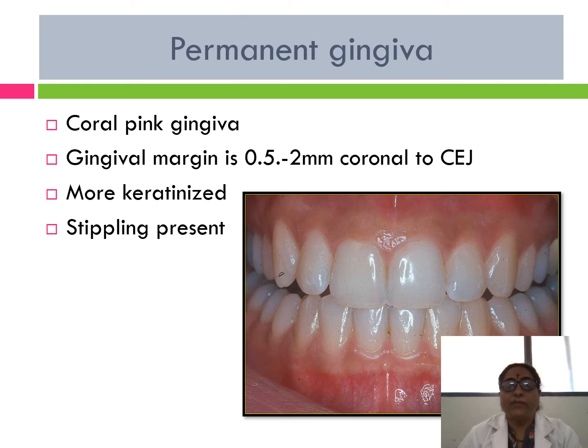When we look at the permanent gingiva, it is pink in color. Gingival margins are 0.5 to 2 mm coronal to the CEJ. It is more keratinized and stippling is present.